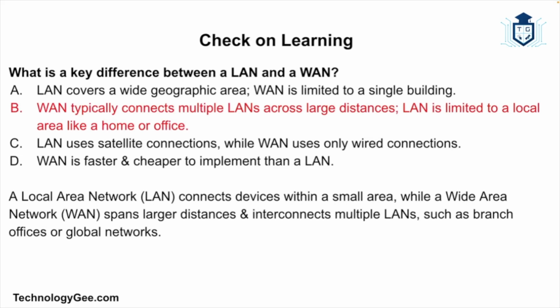And the correct answer is a WAN typically connects multiple LANs across different distances, whereas a LAN is limited to a local area like a home or office. So a local area network connects devices within a small area, while a wide area network spans larger distances and interconnects multiple LANs, such as branch offices or global networks.